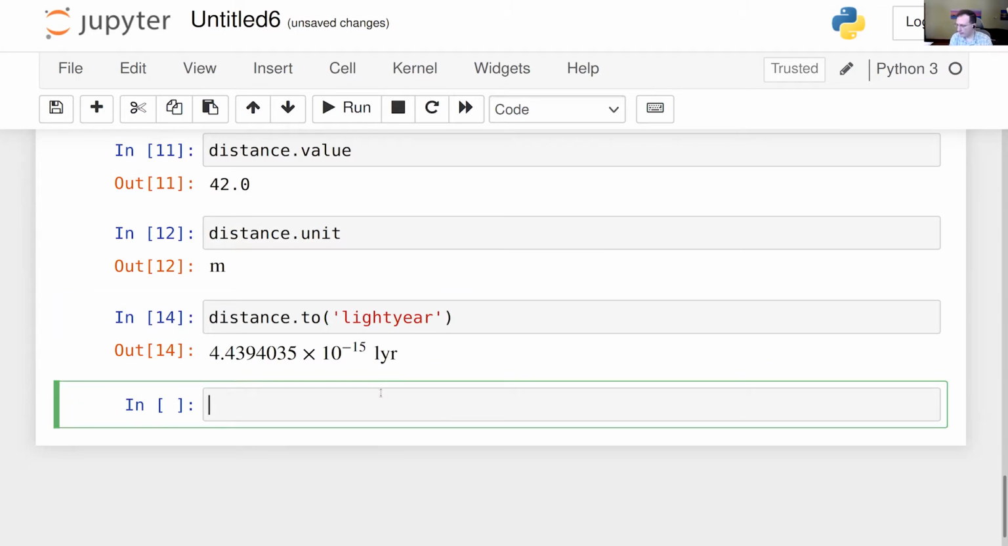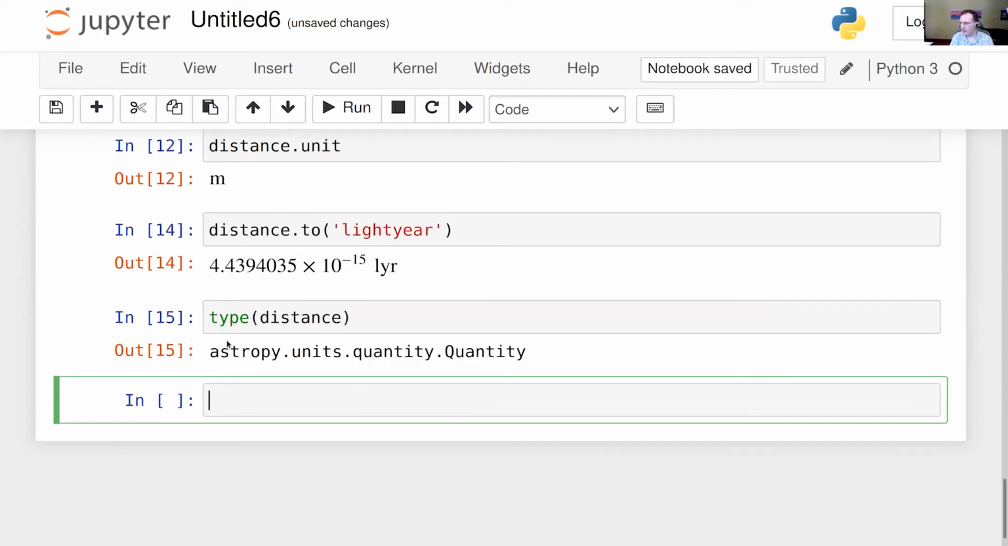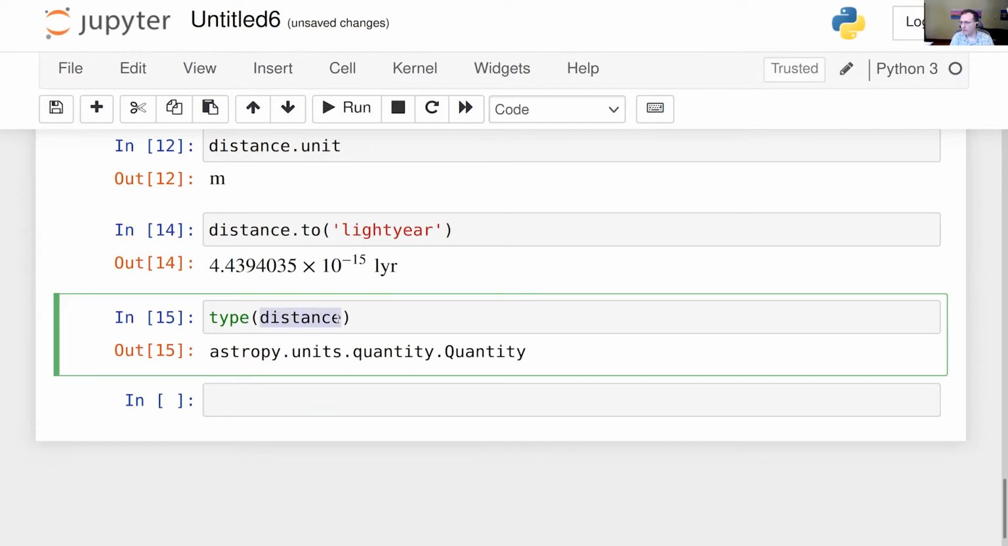When we multiply a number or an array with a unit, we create a quantity object. So let's do type(distance) and shift enter. And we see that the type of the distance object is Quantity, and what a quantity is, essentially, is a number or array that has a physical unit assigned to it.